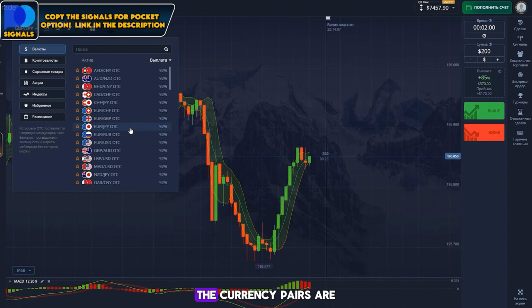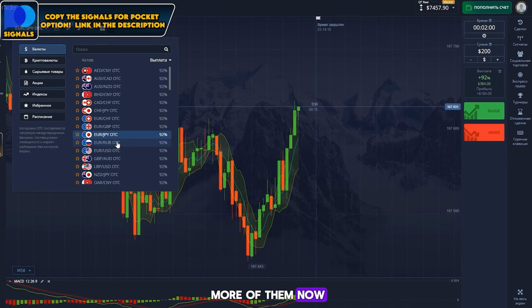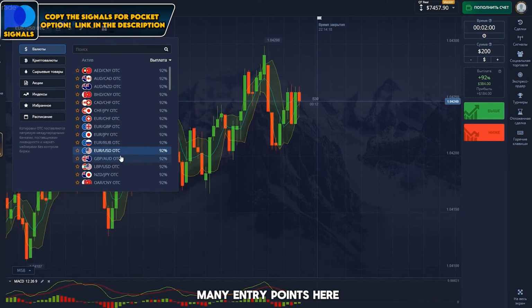It's evening now, the currency pairs are moving sluggishly, so I will even look for a signal. Firstly, because there are more of them now. Secondly, the percentage is higher. And thirdly, there are many entry points here.